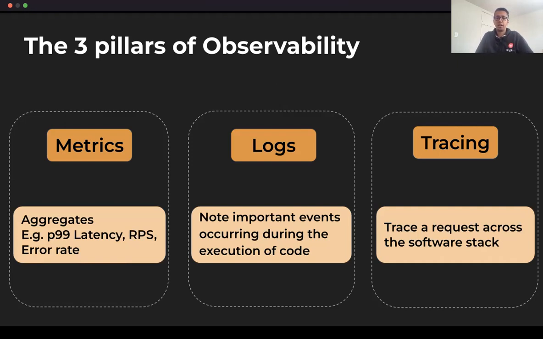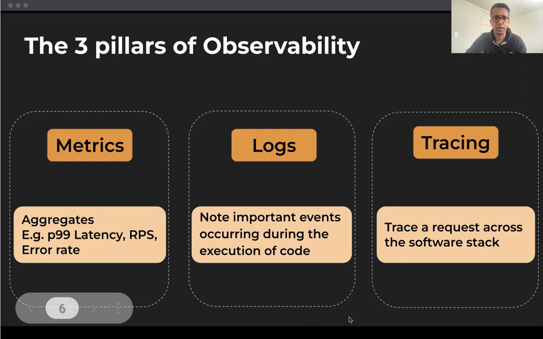Logs are important events which occur during the execution of the code. If you're a developer, you can add a statement in the code so that when a function gets executed, you get a sense of what got printed and that the step has passed. And traces are basically a complete request across the software stack. So just to give you a sense of what this looks like, let me share a quick example of SigNoz.